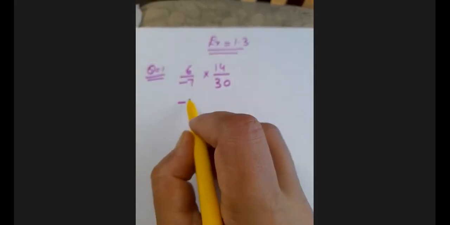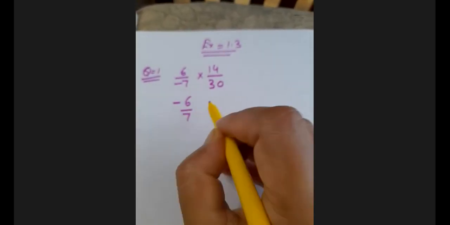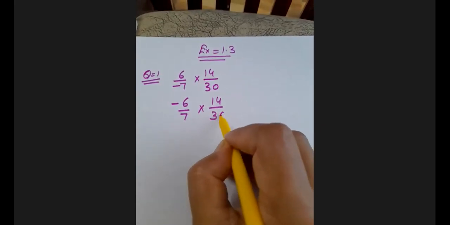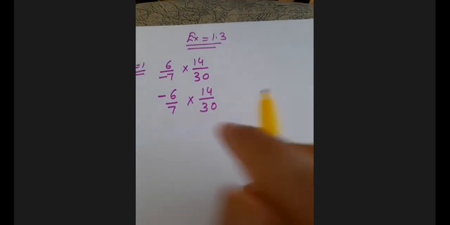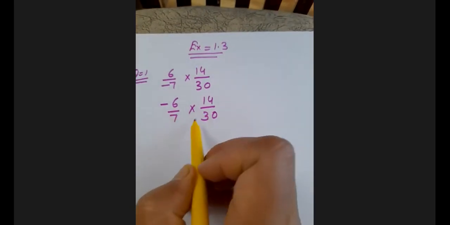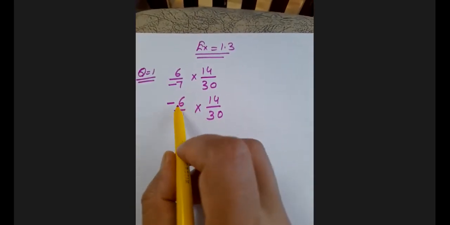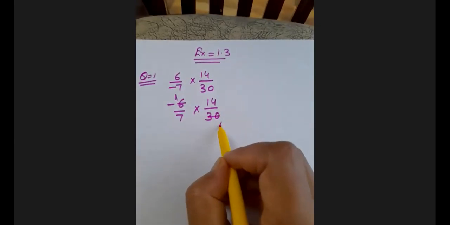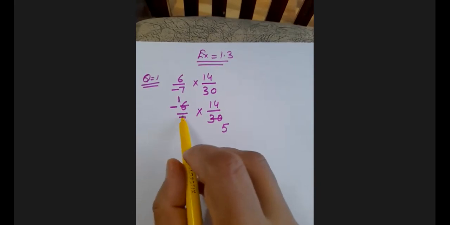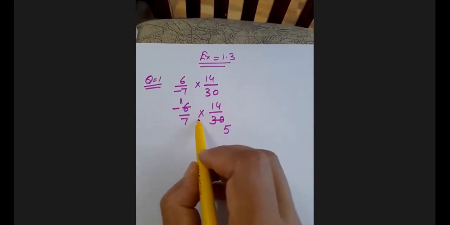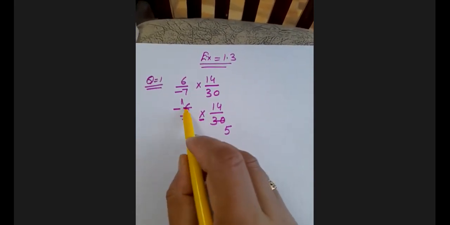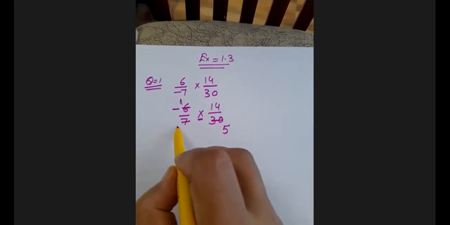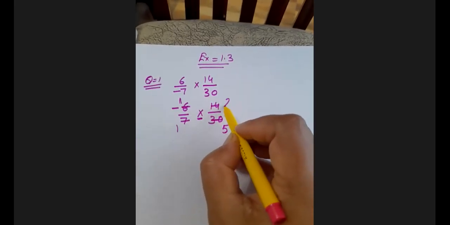Yes, students, we can write it as minus 6 upon 7 multiply 14 upon 30. First we'll convert these two numbers into their lowest terms. Now you can see 6 1s are 6, 6 5s are 30, because between two rational numbers the sign is multiplication. So 6 1s are 6, 6 5s are 30. 7 1s are 7, 7 2s are 14.